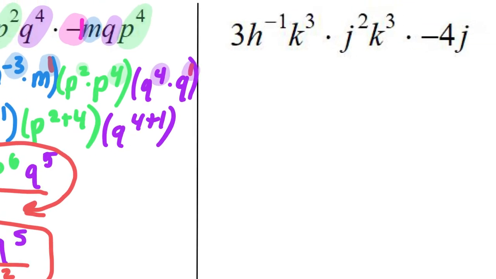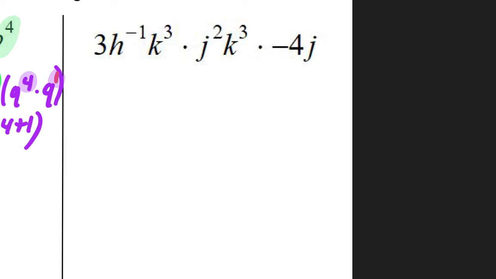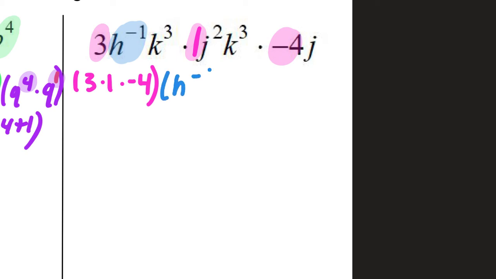For the next example, I'm going through the same process with 3 variables. So the first thing I have is I'm multiplying just the numbers. So this has a 3. The next term doesn't have a number in front, so I assume it's a 1. And I have a negative 4. So it becomes 3 times 1 times negative 4. Then I'm looking for the h's. So I have an h to the negative 1. And that's the only h I have, so it just stays as h to the negative 1.